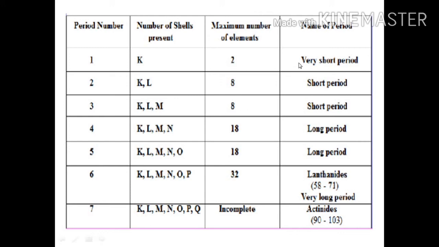So that means we have one very short period, that is period 1, and we have 2 short periods, that is period 2 and 3. We have 2 long periods, that is period 4 and 5, and we have a very long period, which is the 6th period, and an incomplete period, which is the 7th period.